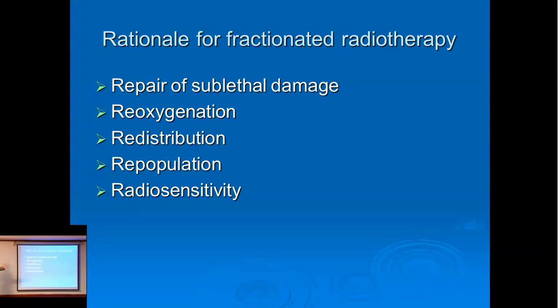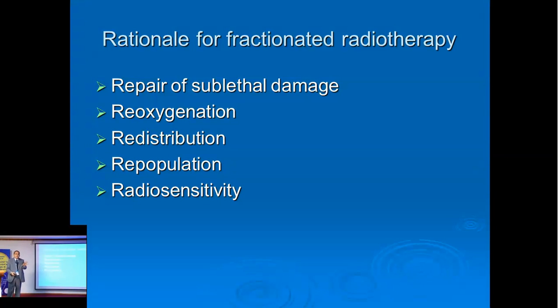So when you give a time gap between the fractions, those cells which are hypoxic during the first fraction will become oxygenated again during this gap. This is what we call reoxygenation. This will solve one of the problems of hypoxic cells. There may be many tumors which have 10 to 20% hypoxic cells in their centers. So this problem is also solved by fractionation.